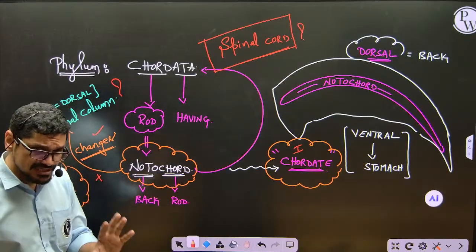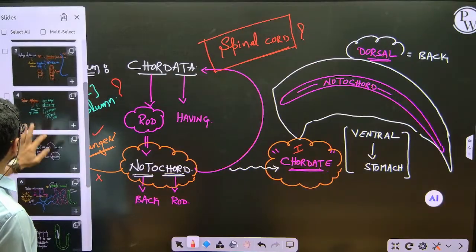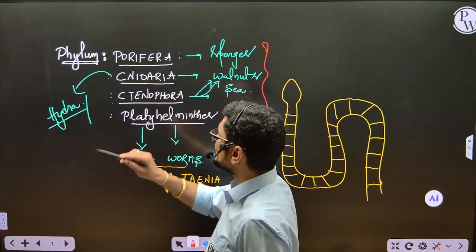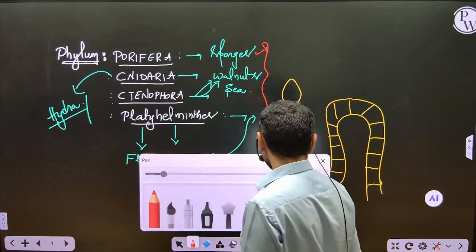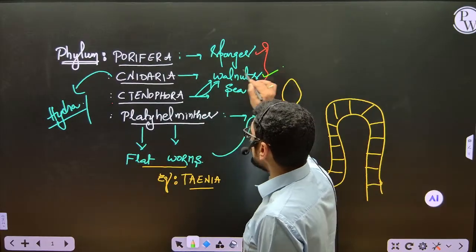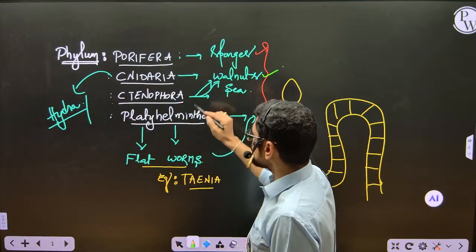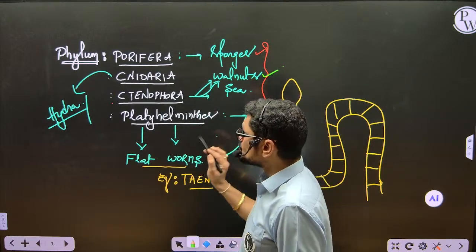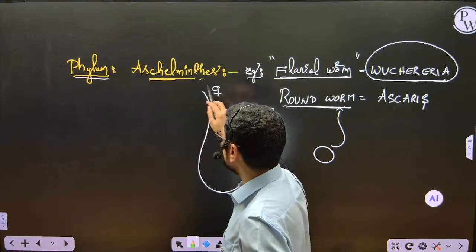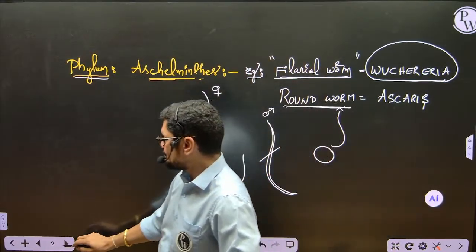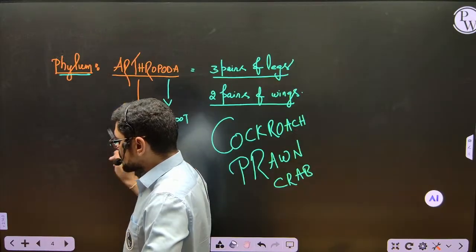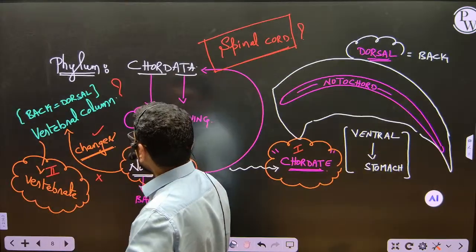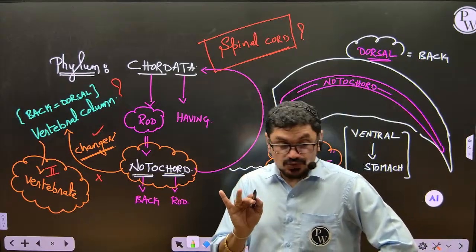Like that, I have introduced some phyla. These were the phyla which I explained in the last class. Phylum Porifera includes sponges, and Cnidaria includes hydra. Ctenophora includes walnuts, and Platyhelminthes includes flatworms. The next phylum is Aschelminthes, which includes the filarial worm and roundworm. And the next phylum is Annelida, next Arthropoda, next Mollusca, next Echinodermata, next Hemichordata, and finally Chordata. These are the examples we have seen till now.